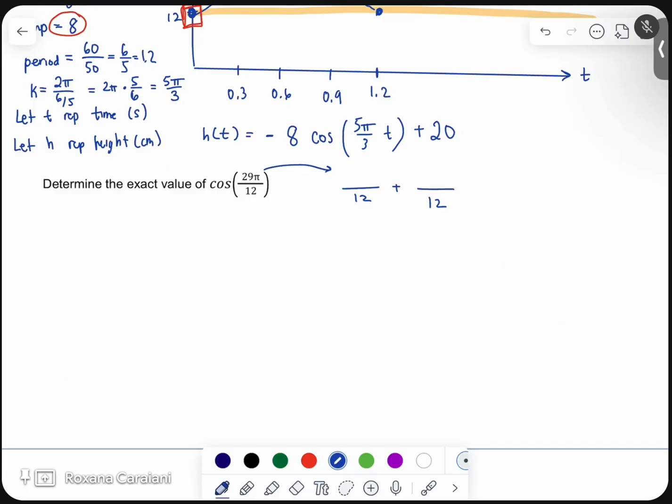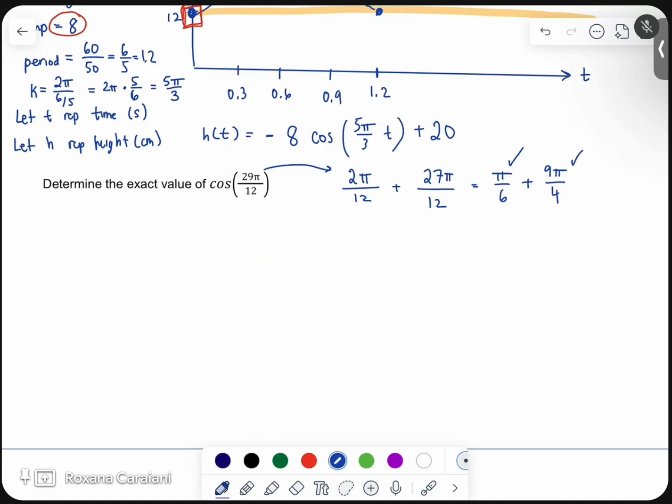So to get 29, I could try 2 pi plus 27 pi. 2 pi over 12 is pi over 6, so that's definitely good. And 27 pi over 12 is 9 pi over 4. Now 9 pi over 4 is beyond quadrant 1, but that's okay. I can still figure out the quadrant. And 9 pi over 4, because it's over 4, I know it's a special triangle.